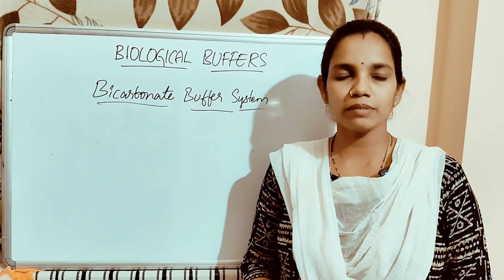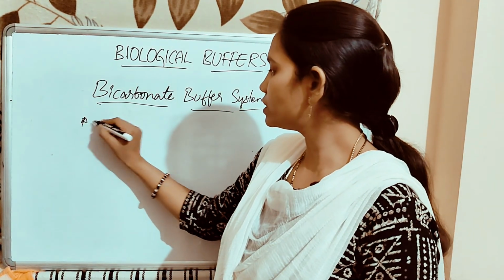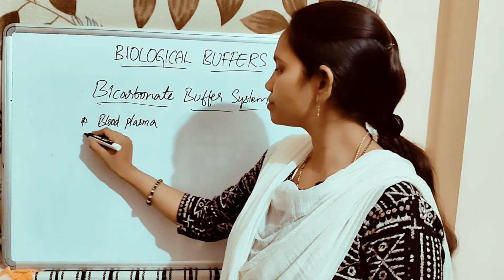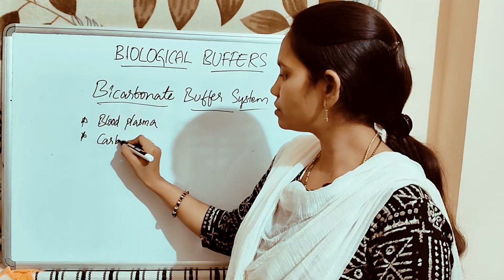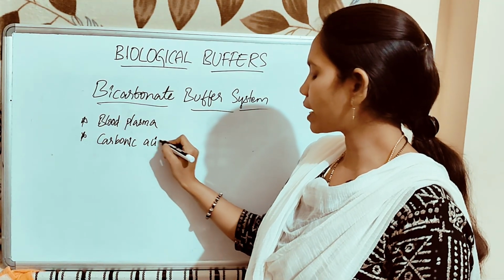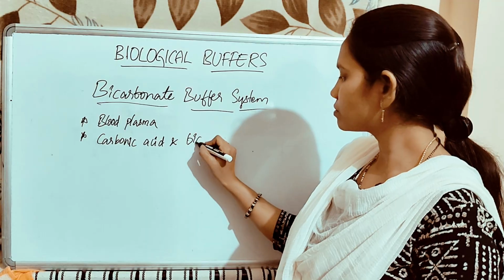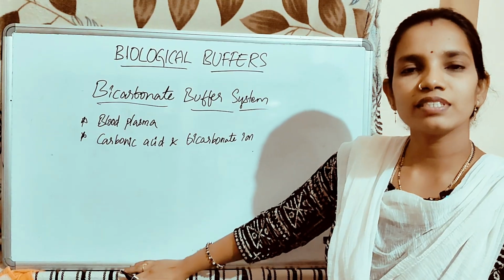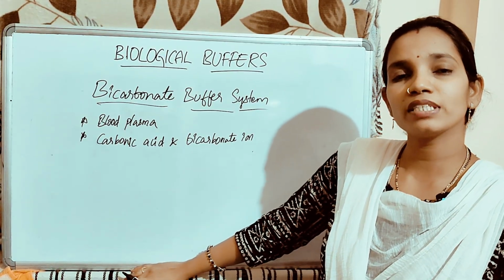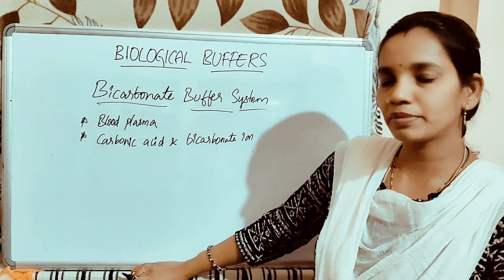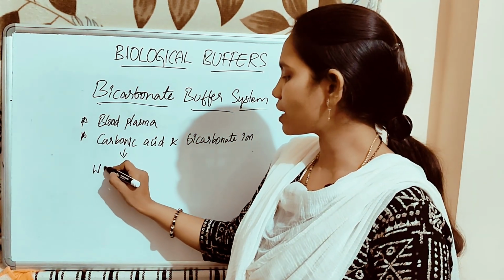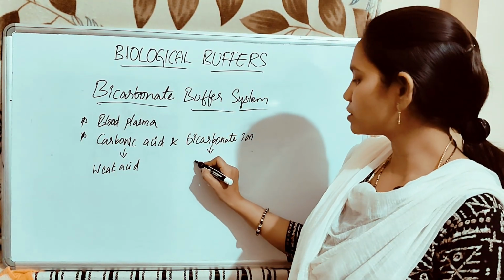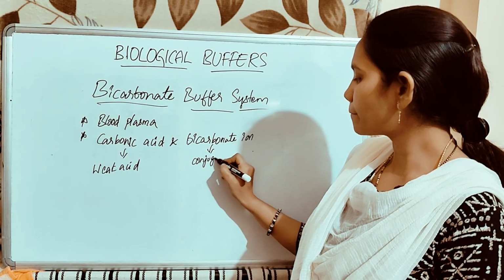Now let's see what is bicarbonate buffer system. Where is it found? It is found in blood plasma. Now what are the components present in it? Carbonic acid and bicarbonate ion. We have previously discussed that a buffer is a combination of what? Weak acid and its conjugate base. So here carbonic acid is acting as a weak acid and bicarbonate ion is acting as a conjugate base.